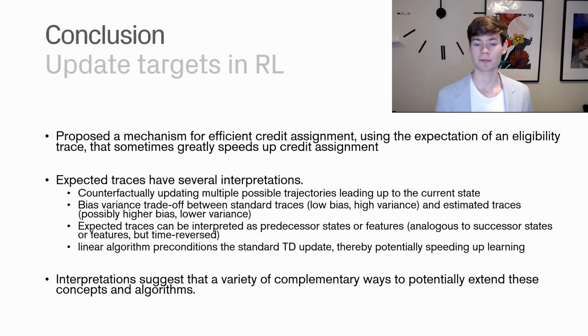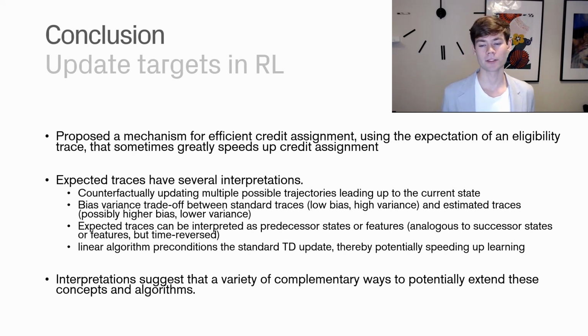In addition, you can look at this as a bias variance trade-off, and that would be between the standard traces that tend to have a low bias and high variance, and then the estimated traces that could potentially have a higher bias, but a lower variance. So the standard traces are the ones where, as we would have in the TD lambda algorithm, you look back at a certain trajectory, and the estimated traces are the new value functions that we're putting in. And the final ET algorithm that we got basically was able to interpolate between these two.